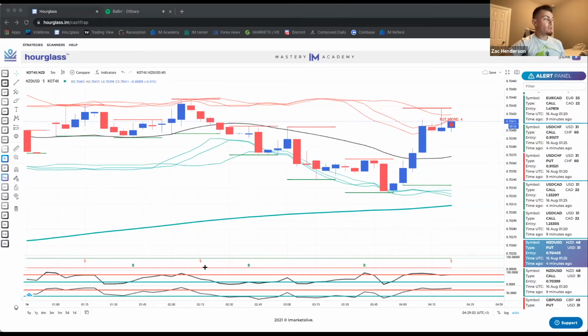Do we have an S on the stochastic indicator? We do currently have an S on the stochastic indicator, which gives us 3 points for a put on NZD USD. Okay. 3 points because we are showing a red S on the stochastic indicator.